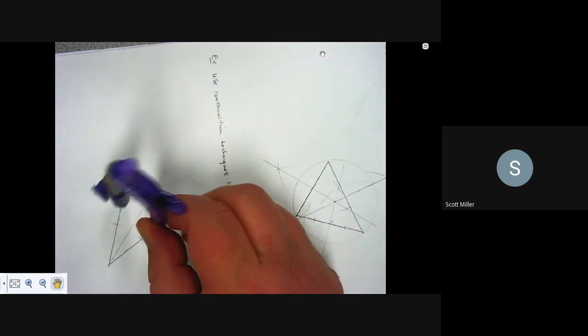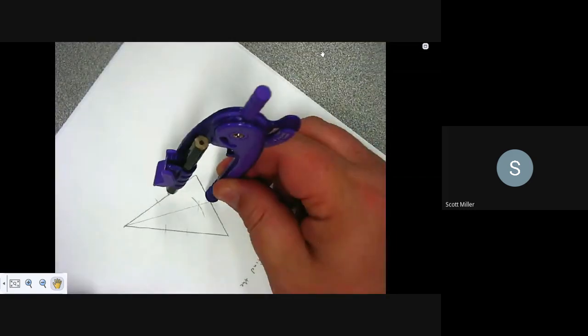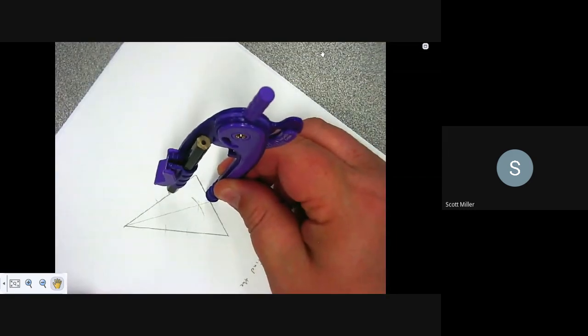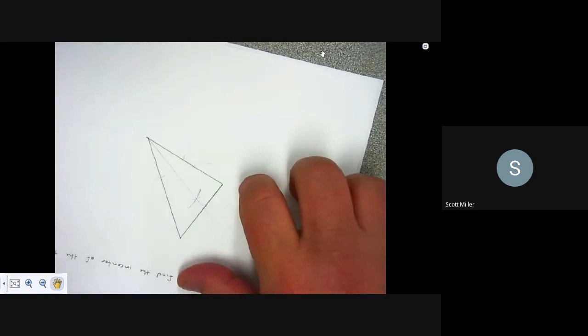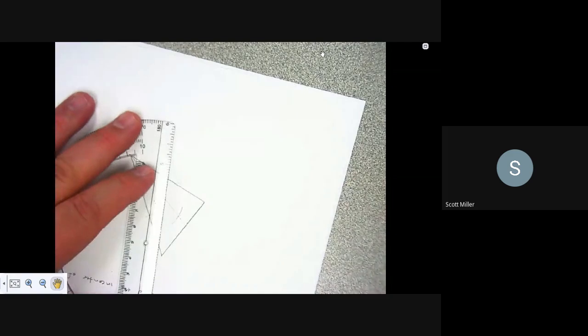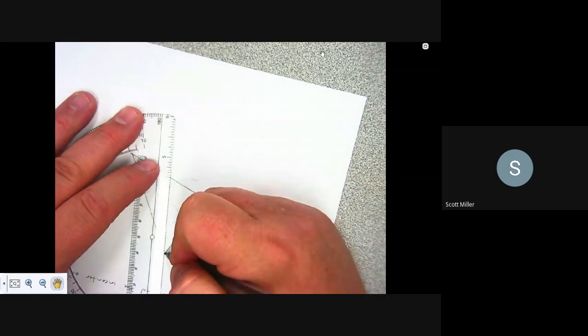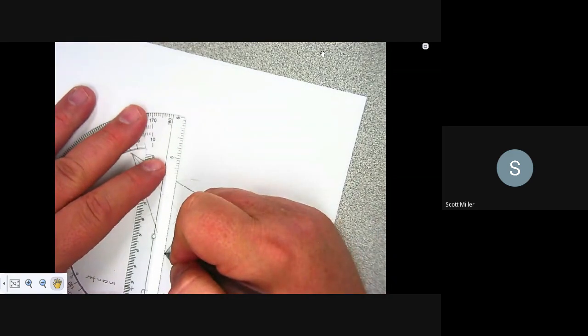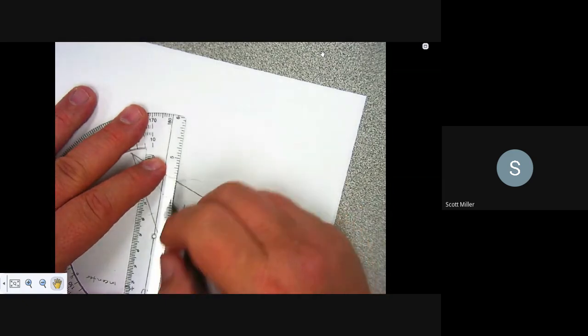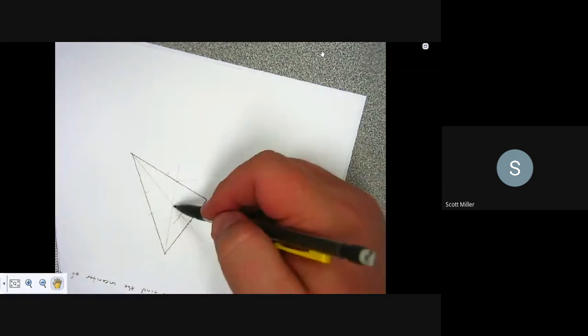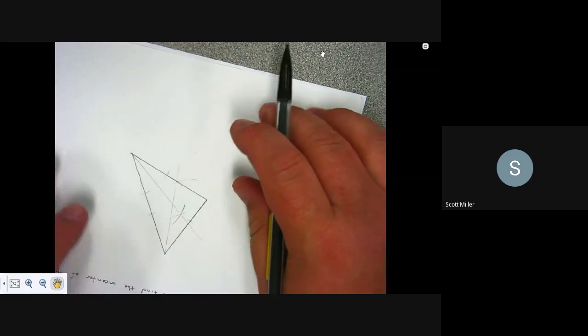That didn't quite go far enough, so I have to go back to this one. Okay. Hopefully that'll be it right there. And we need one more to do.